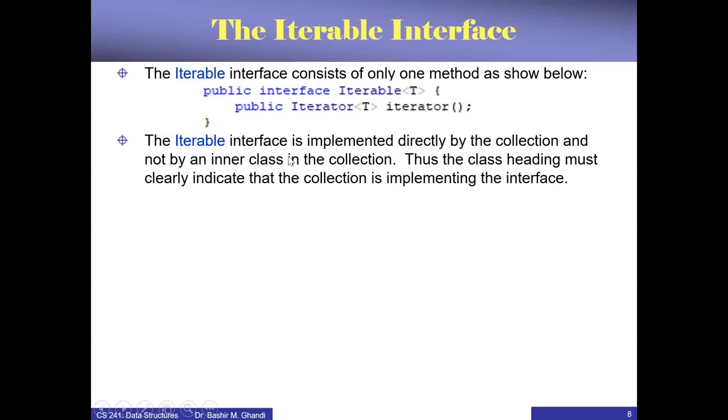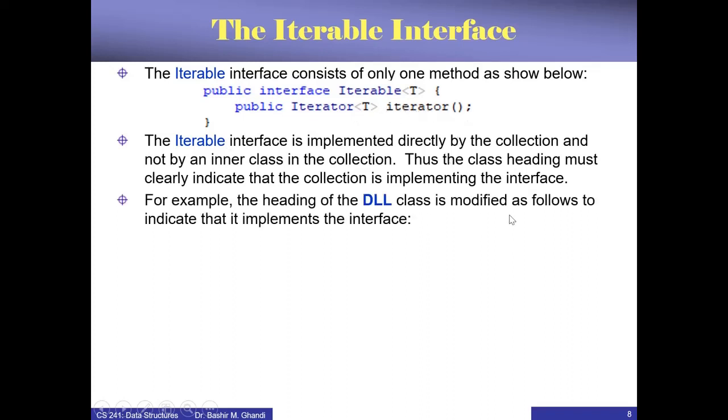Okay, and not as an inner class in the collection. So it is not implemented like the Iterator interface. The Iterator interface, we implement it as an inner class. But Iterable, the class itself, like the DLL, in its heading, it will say implements Iterable, and it will have the method iterator inside it. So for example, the heading of the DLL class is modified as follows to indicate that it implements the Iterable interface.